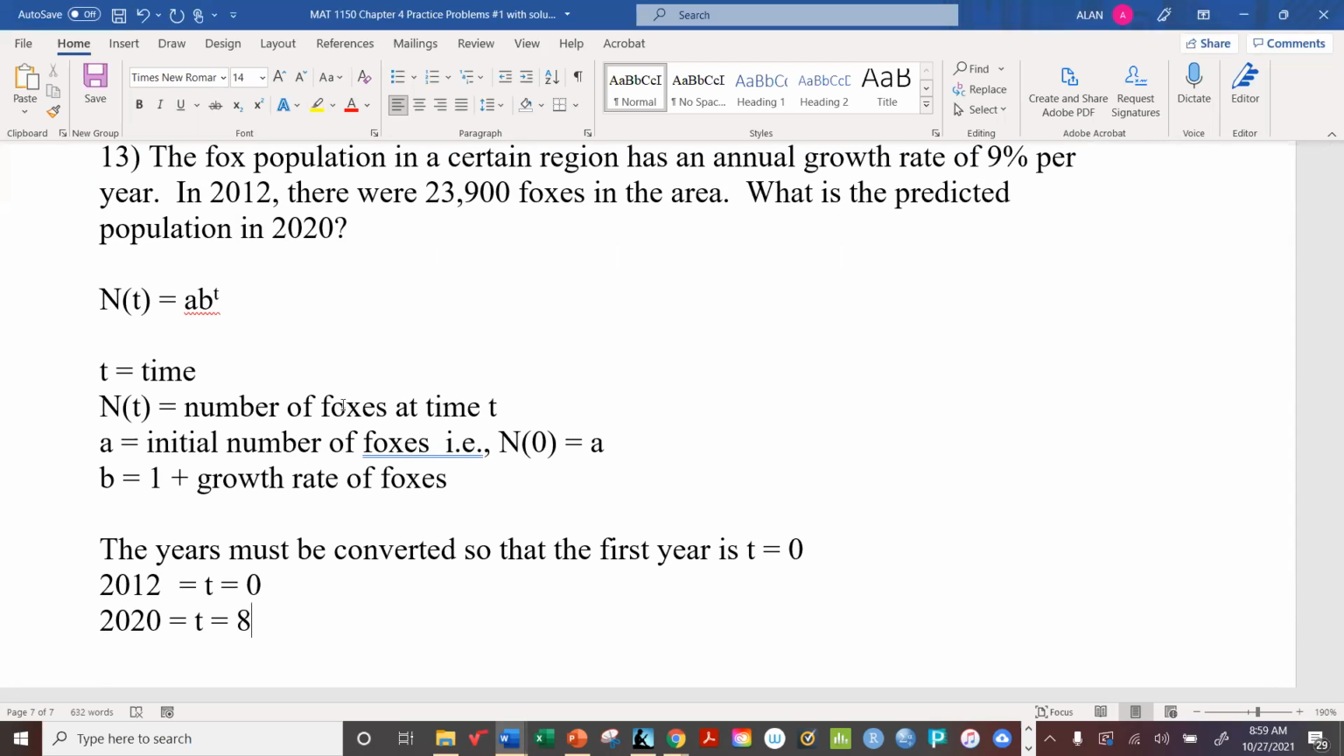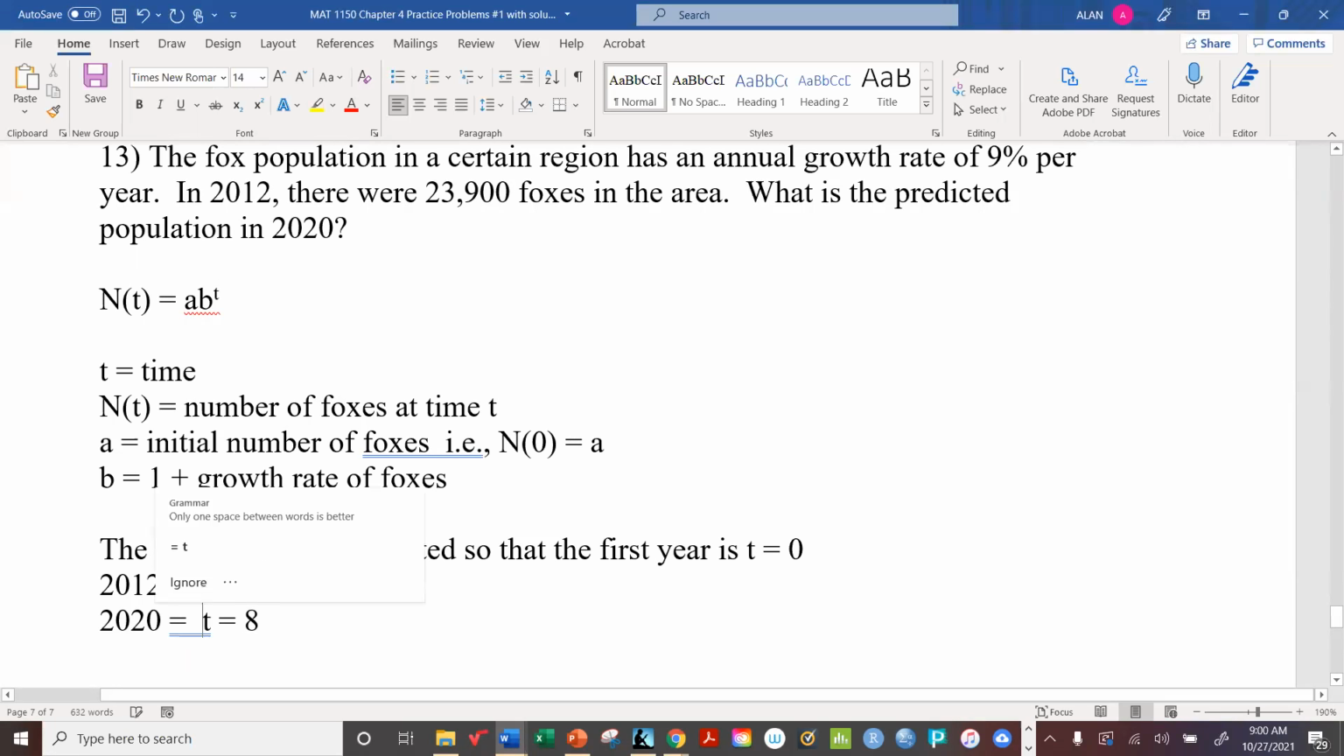Okay, so we have to be careful that if you plug in these actual years, you will not get the right answer. The formula was based on the assumption that you have replaced the years with time. So be careful with that. Okay, so once we got through those hurdles, let's do this.